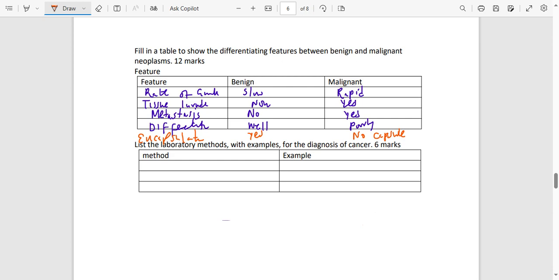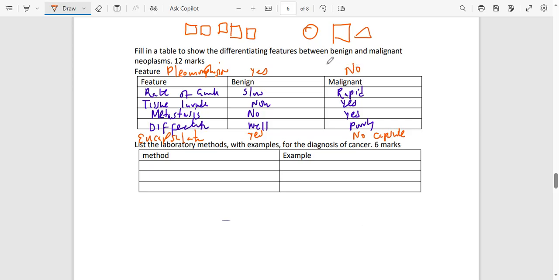Oh, thank you so much for that. So put also pleomorphism there. So pleomorphism, as the doctor said, you're comparing the tumor cells themselves. Are they looking the same? For benign tumors, the cells comparing themselves are going to be looking the same. For malignant tumors, you see one is like that, one is like that, one is like that. They have different shapes and sizes.